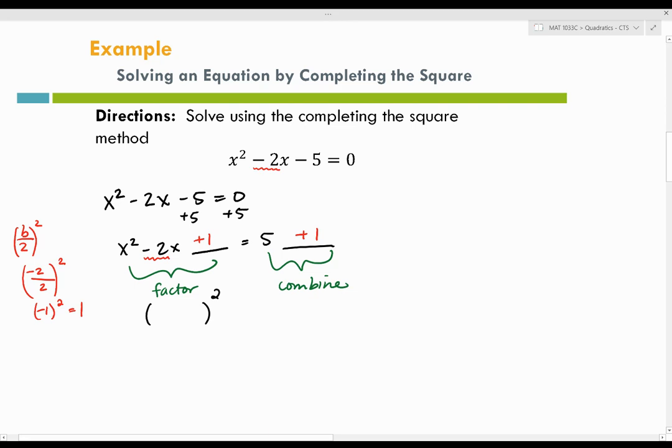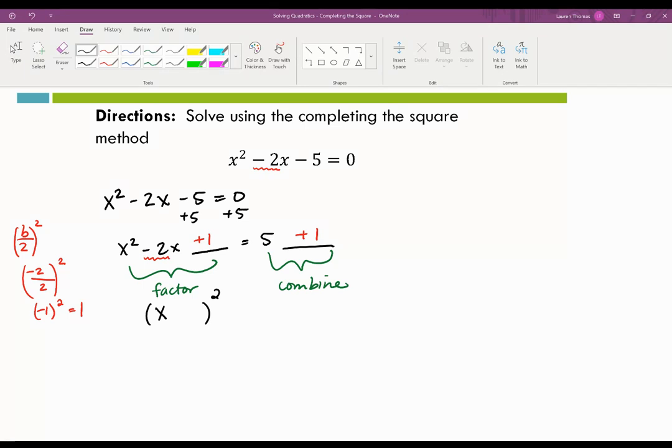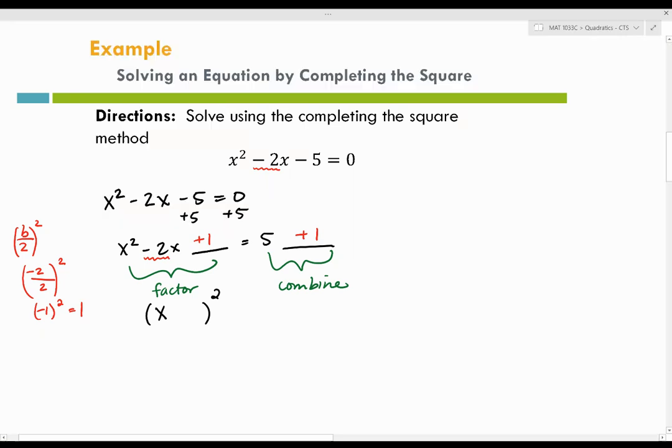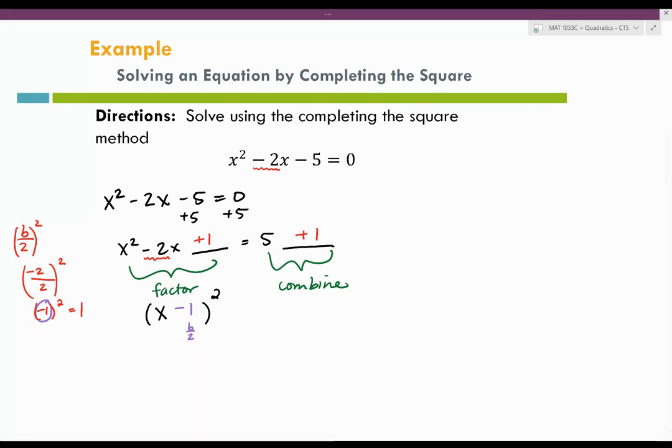To figure out what goes in the parentheses, your variable is always going to go in the front. So our variable is x. And whatever your b divided by 2 was before you squared it, that's what's going to go behind. So this is going to be b divided by 2. Our b divided by 2, before we squared it, was negative 1. So negative 1 goes inside of my parentheses.